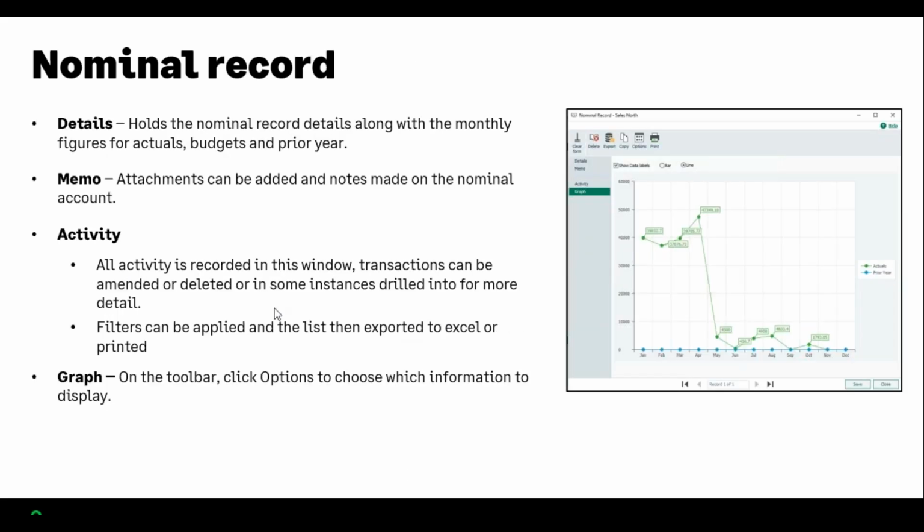The nominal record itself and its uses, we've just been through that as well. The detail holds the nominal record details for you, the memo is for any attachments that want to be added, and the activity, underused, shows all the activities recorded in that window for that nominal code. So if you're looking for a transaction for a nominal code and it isn't there in activity, it's probably not being assigned to that nominal code. It's a good clue. Also, filters can be applied in there as well. The graph, underused in my opinion, gives you an instant visual on that nominal code and its history and its health, as to what's been going on inside of it.